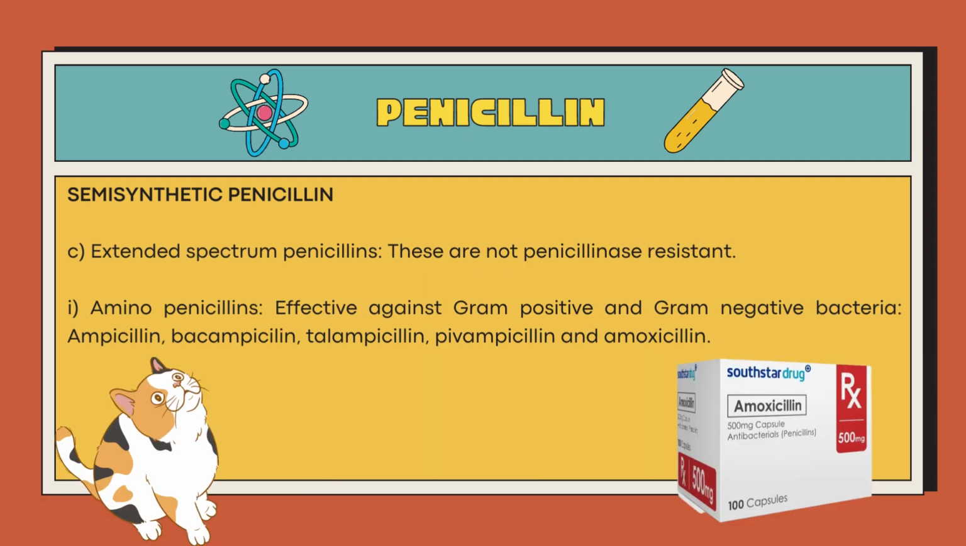Third, we have the extended spectrum penicillins. These are not penicillinase resistant. These are the aminopenicillins, effective against gram-positive and gram-negative bacteria. These are the ampicillin, talampicillin, pivampicillin, and amoxicillin. Here we have the example, amoxicillin.